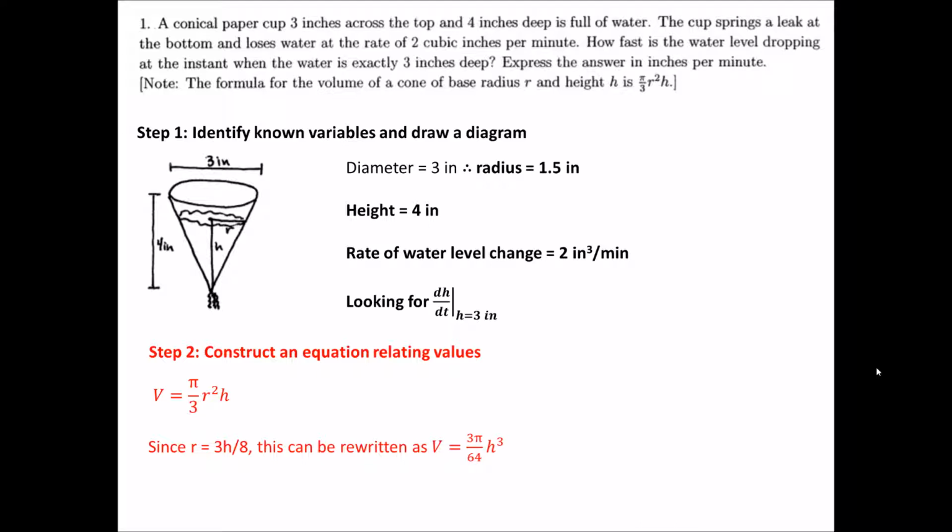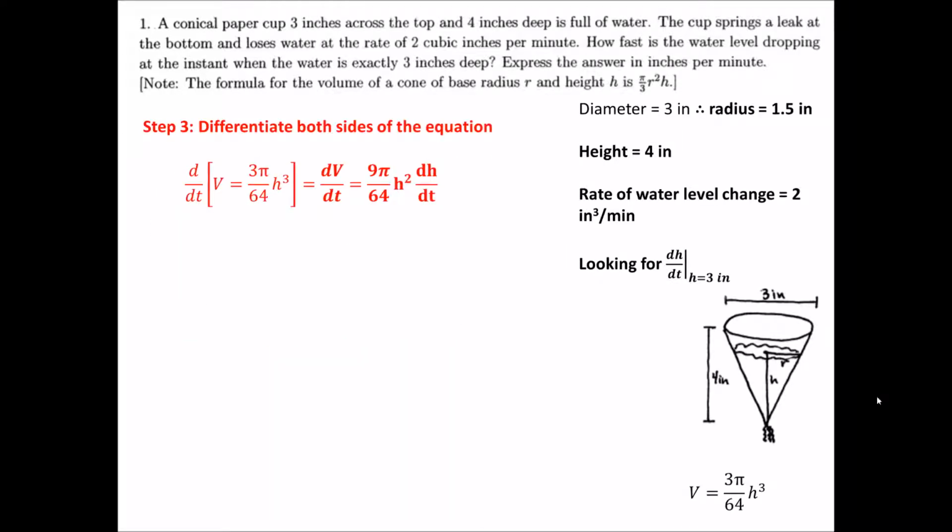We know that the volume of a cone is V equals pi over 3 r squared times h. Since there are actually 3 variables here, we can simplify it by relating height and radius. And since r equals 3h over 8, this can be rewritten as V equals 3 pi over 64 times h cubed. Step 3 is to differentiate both sides of the equation. Here we're using both power rule and chain rule. Make sure you don't forget the chain rule because dh over dt is what we're looking for, and if you don't have it, you can't solve this equation.